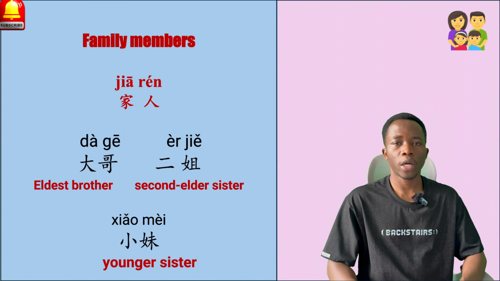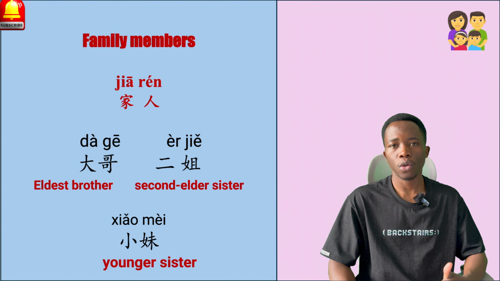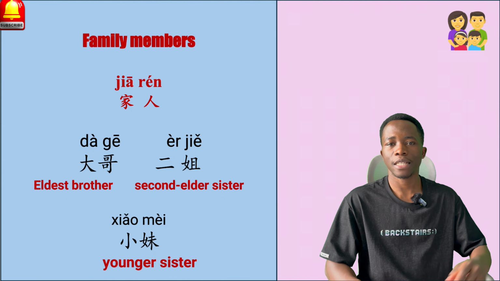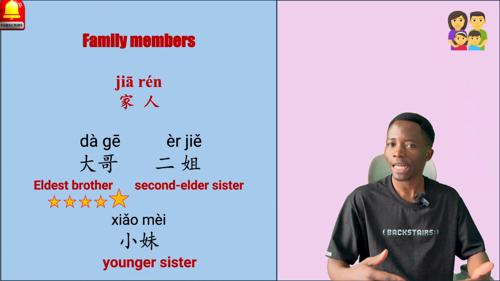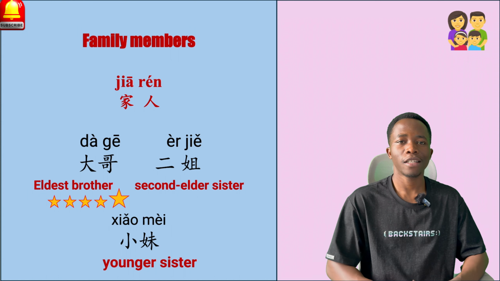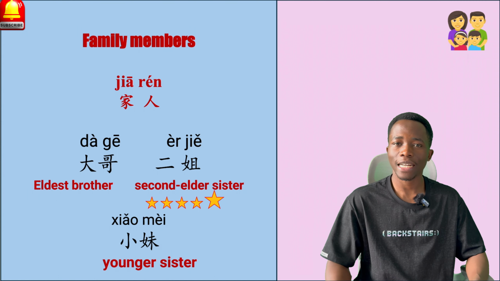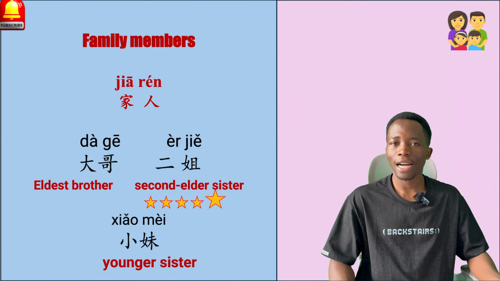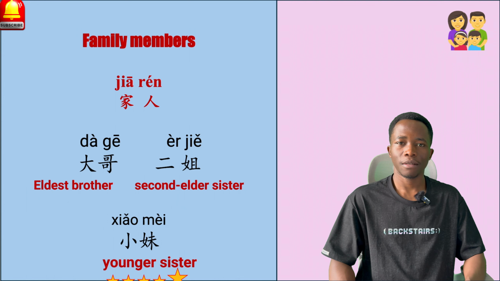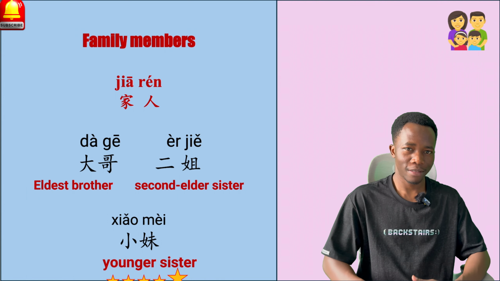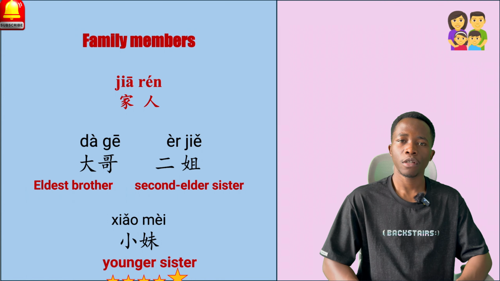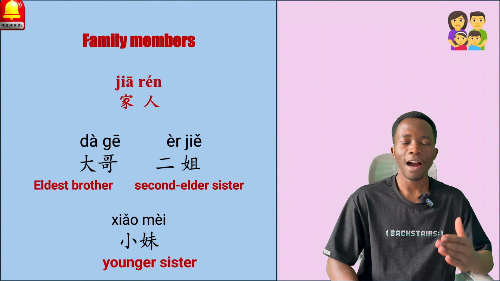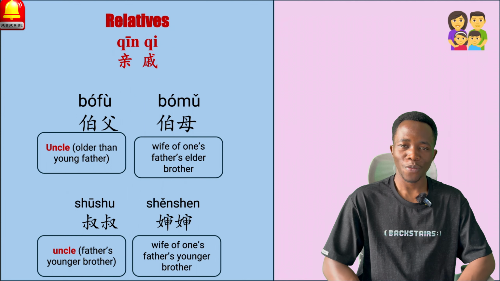In some families, you can find there are many children. So there can be, for instance, the biggest son, 大哥, the eldest brother. You can also have second elder sister, 二姐. Or 小妹, your younger sister. 大哥, 二姐, 小妹.